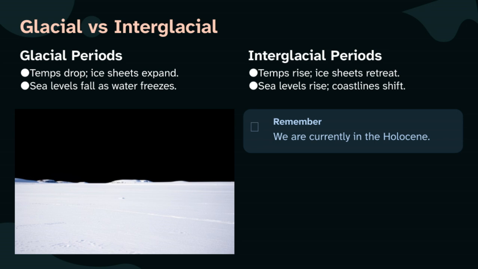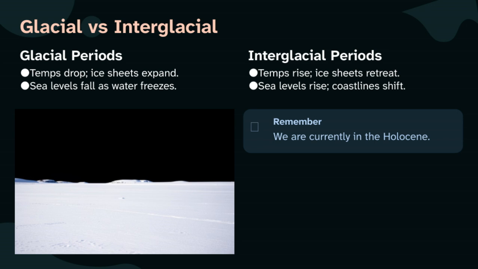We are currently in an interglacial called the Holocene. This distinction is very important. Glacial equals colder temperatures, ice expansion, and lower sea levels. Interglacial equals warmer temperatures, ice retreat, and higher sea levels.